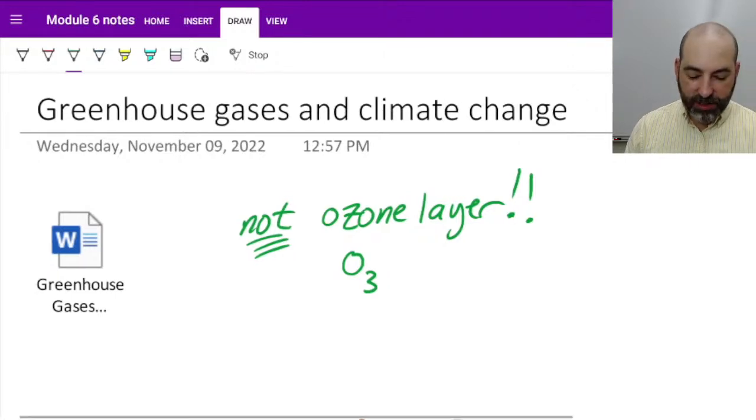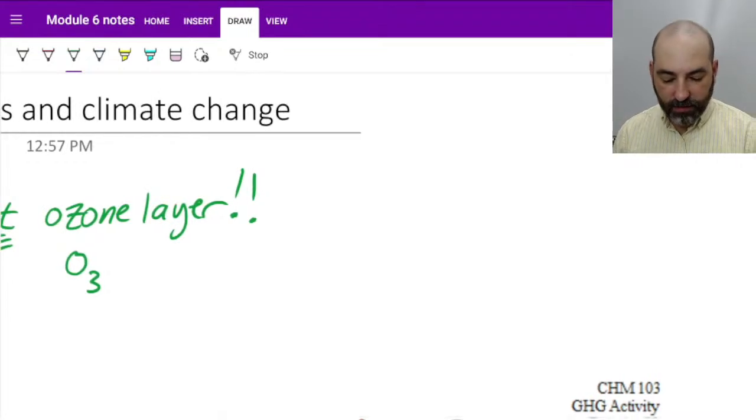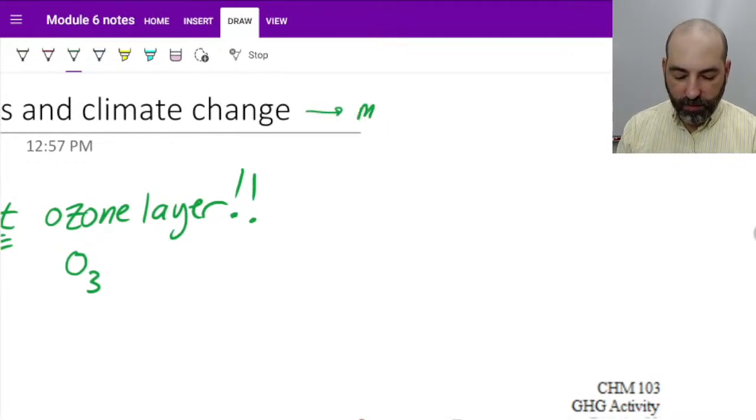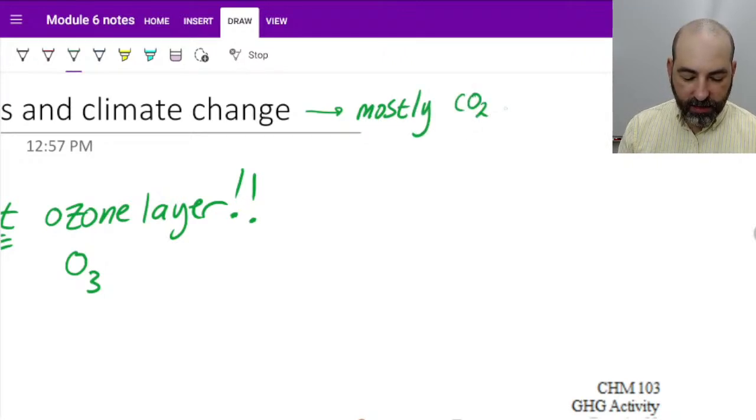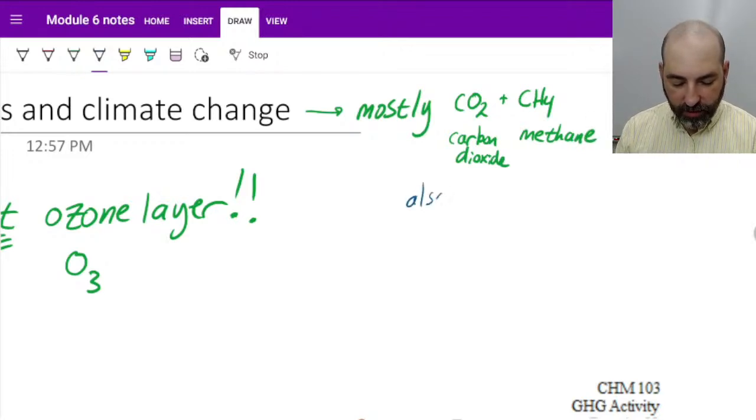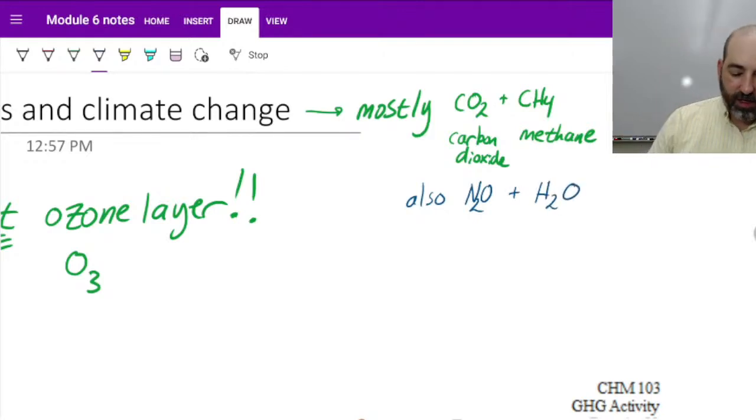What's happening with climate change is coming from gases, mostly carbon dioxide and methane. CO2 is carbon dioxide. CH4 is methane. And then also there are some other greenhouse gases, N2O, and water vapor is a greenhouse gas as well.